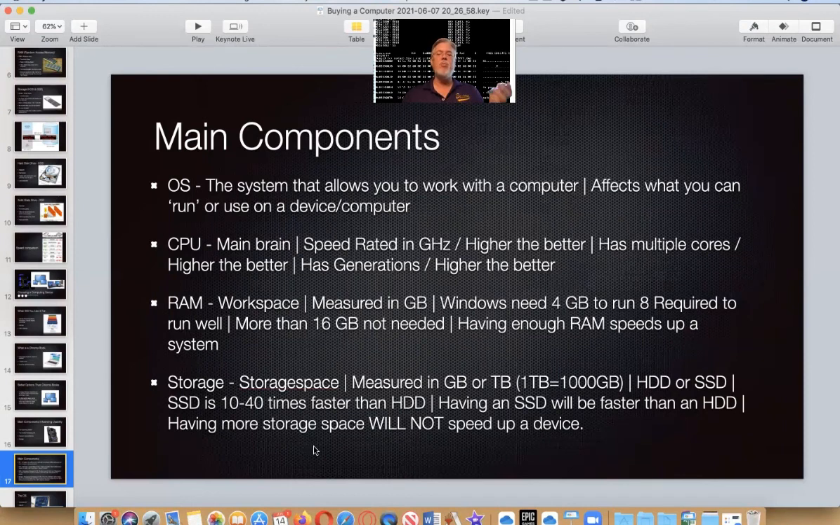And then, of course, having more storage space doesn't speed up a system. The storage space is where you're putting your things. If you've got enough to put all your stuff, then that's what's important. That's what you want to do.